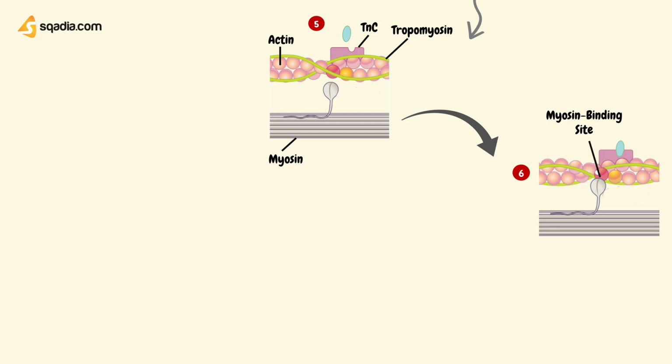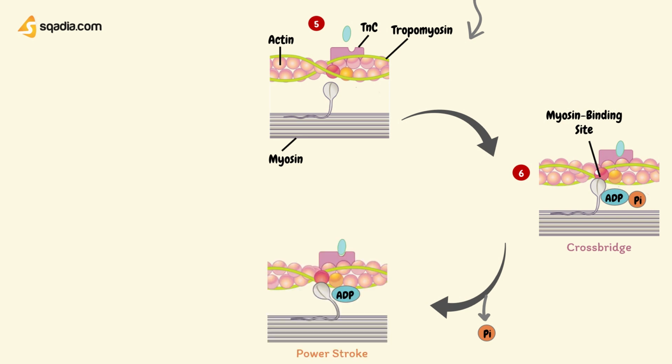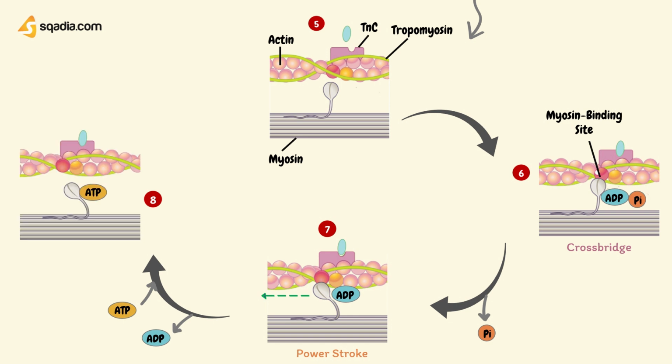In step 6, the myosin head binds strongly to actin, forming a cross bridge. ATP breaks into ADP and inorganic phosphate. This inorganic phosphate is then released, initiating the power stroke. In step 7, which is the power stroke, force is produced as myosin pulls on the thin filament. Muscle shortening occurs. ADP is released at the end of the power stroke.